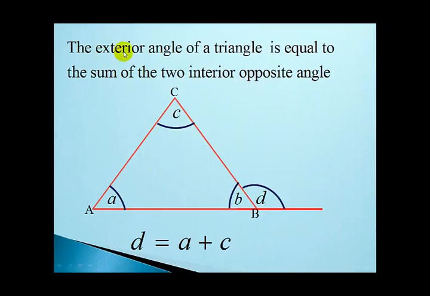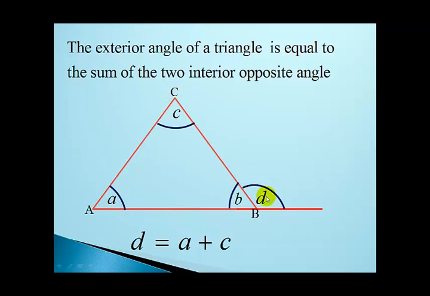The exterior angle of a triangle is equal to the sum of the 2 interior opposite angles. Now, an exterior angle is an angle outside the closed plane figure. Now, when we consider the triangle ABC, it's a closed plane figure. We have interior angles, that are angles within the triangle, angles inside the triangle, and the angles are A, B, C. Now, when we consider the angle D, we can see that angle D is outside the triangle ABC.